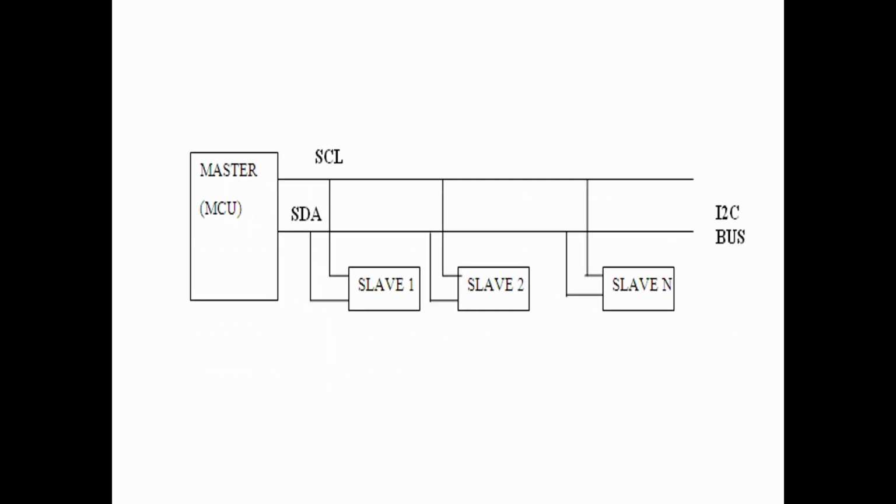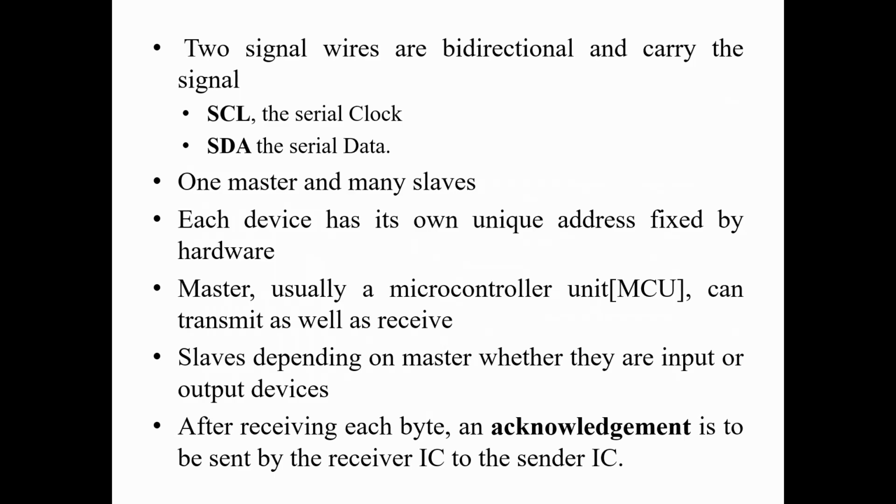In this slide, we have a single master and multi-slave system. Also, we transfer the data between master and slave devices using I2C bus by using serial data line and serial clock signal. In I2C bus, there are two signal wires used. The first one is serial clock signal, the second one is serial data line. I2C has one master and multi-slave system.